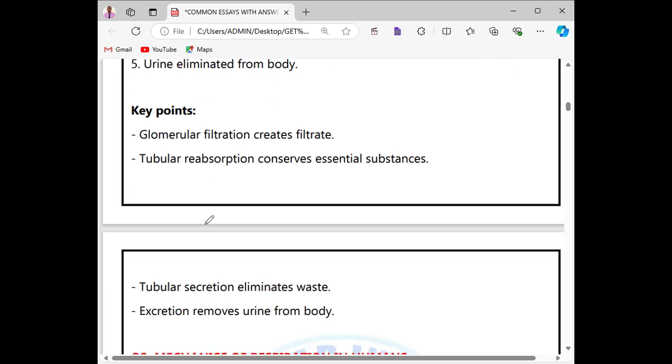I just included these key points to take note of: glomerular filtration creates the filtrate. Then tubular reabsorption conserves essential substances. Then tubular secretion eliminates the wastes. Then excretion removes the urine from the body. Are we together? Can we proceed?